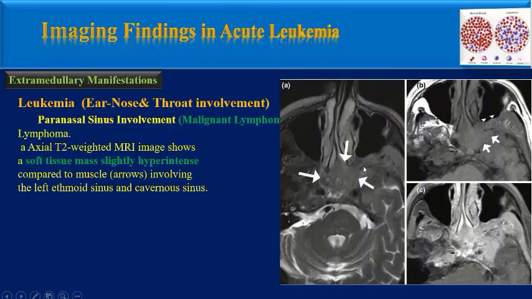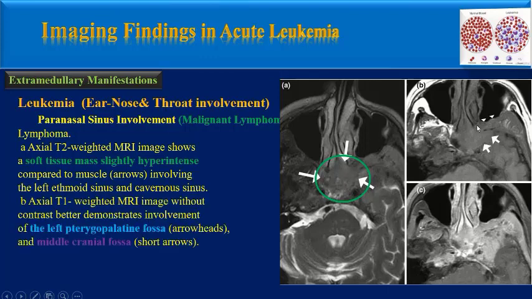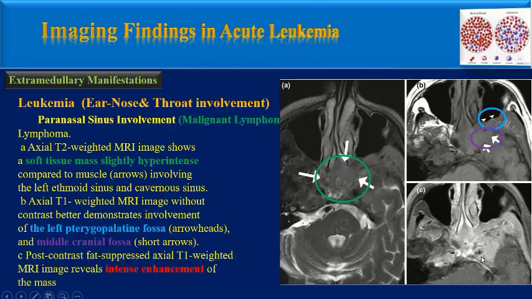This axial T2 MRI image shows a soft tissue mass slightly hyperintense compared to muscles involving the left ethmoid and cavernous sinuses. Axial T1 image without contrast better demonstrates involvement of the left pterygopalatine fossa and middle cranial fossa. Post-contrast fat-saturated axial T1 image reveals intense enhancement of the mass.